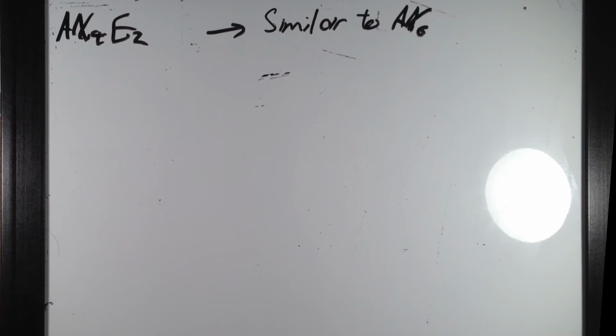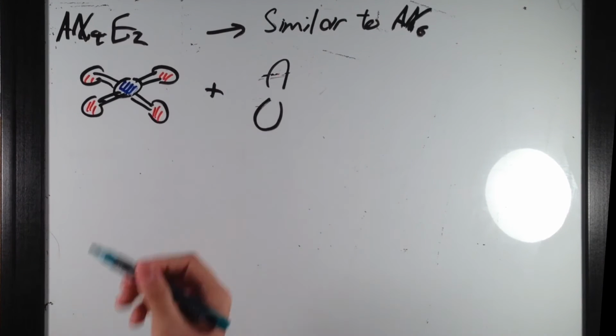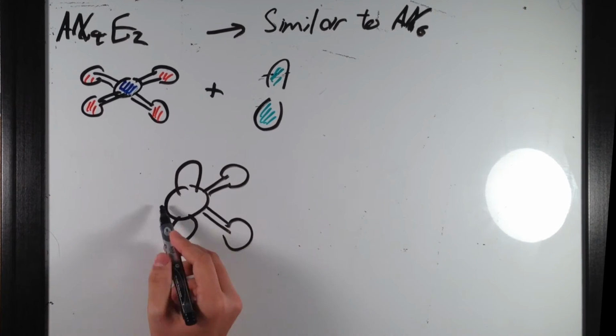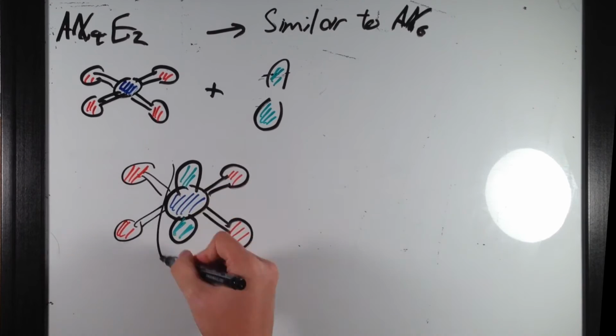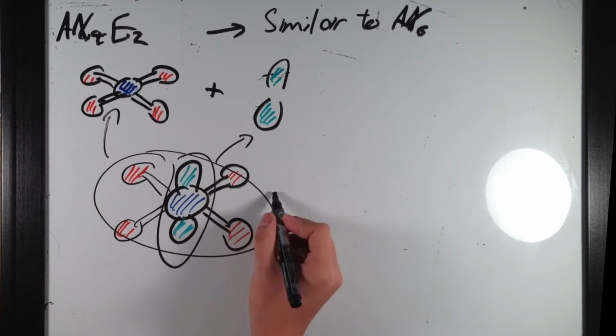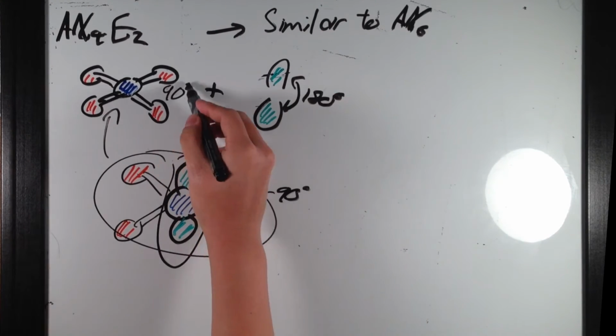AX4E2. AX4E2 is similar to AX6 since it has 6 components, but 2 electron pairs on the north and south poles balance out their charges. The rest form a 90-degree angle with each other on the x-axis, resulting in a tetrahedral planar shape.